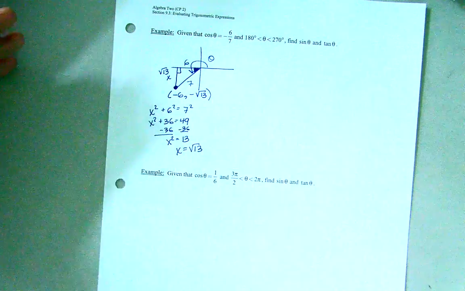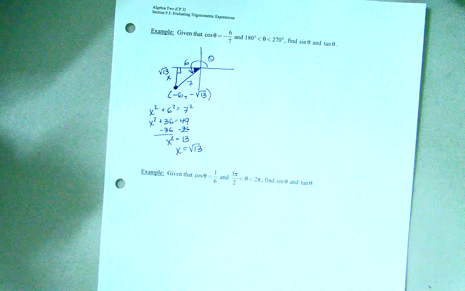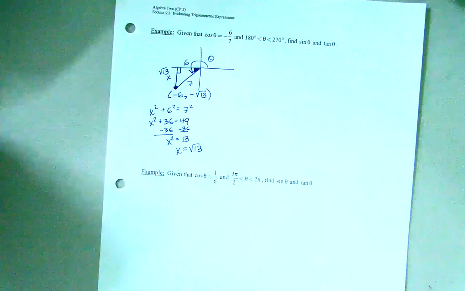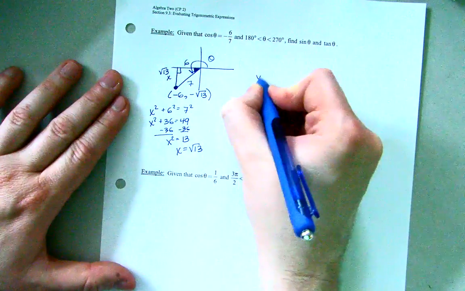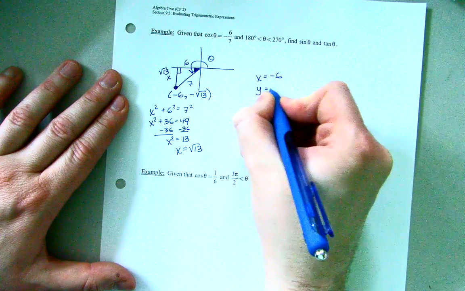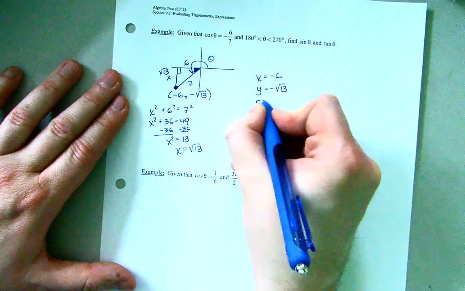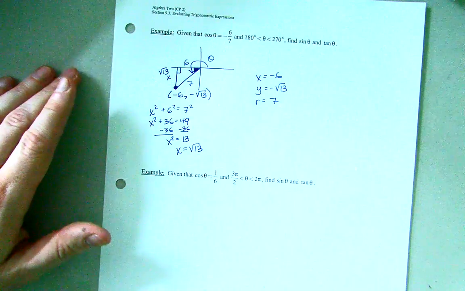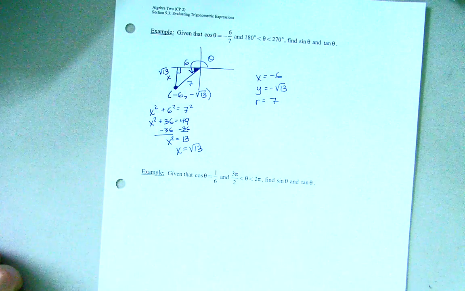But how are we going to know the signs? We're just going to look at where it is drawn. If you're going left or going down, that thing is negative. We've got our x, negative 6. We've got our y, negative root 13. What's the r? 7. Always positive. Go find your sine, cosine, and tangent.